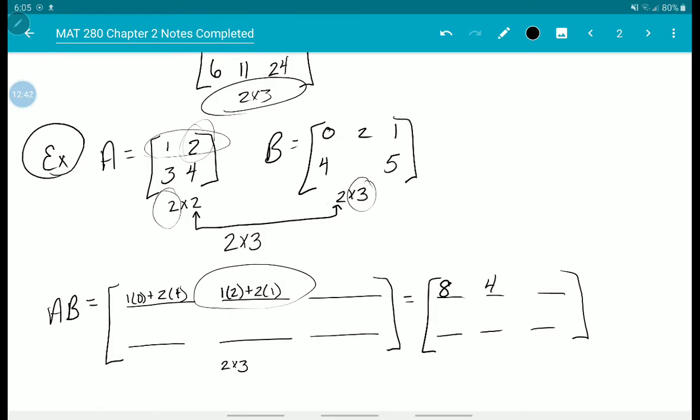So you can kind of see how this is working out. Now let's go to this. This is first row, third column, which means you have to use the first row and you have to use the third column. So we're going to have 1 times 1 plus 2 times 5. We're moving across the row and down the column. You multiply, add, and so on. So we're going to have 1 plus 10 is 11.